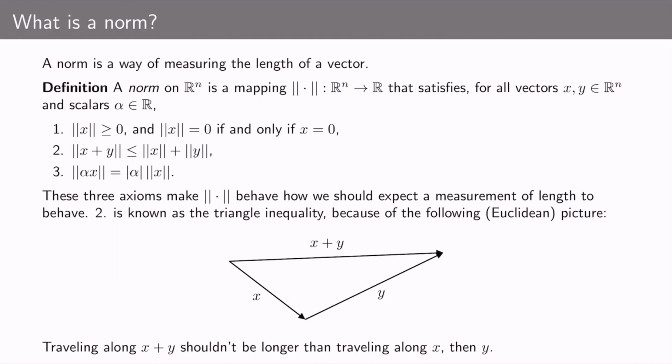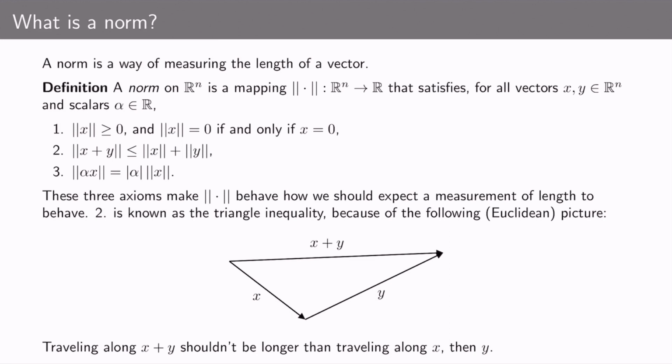This lecture is about norms. We'll look at some you've probably seen before and some you probably haven't. A norm is a way of measuring the length of a vector. In particular, it's a mapping from our vector space Rn to R, and it must satisfy some properties that make it behave the way we expect a length measurement to behave.